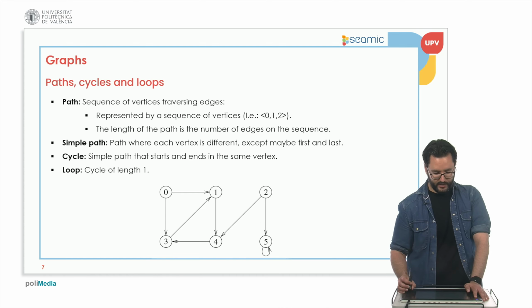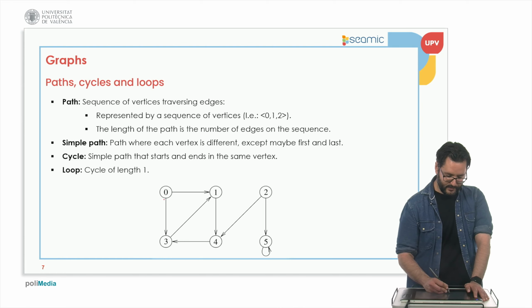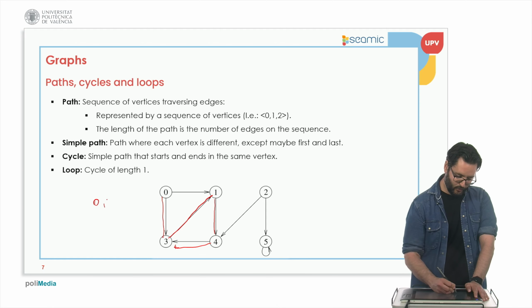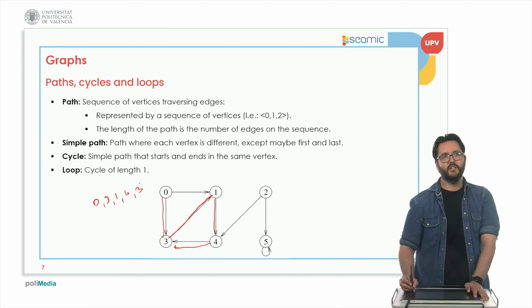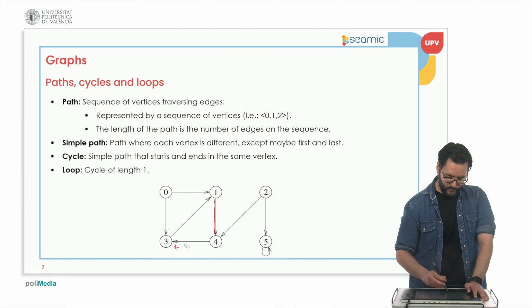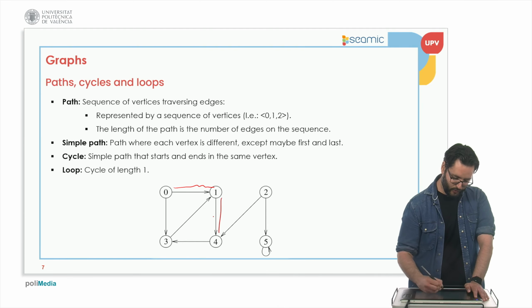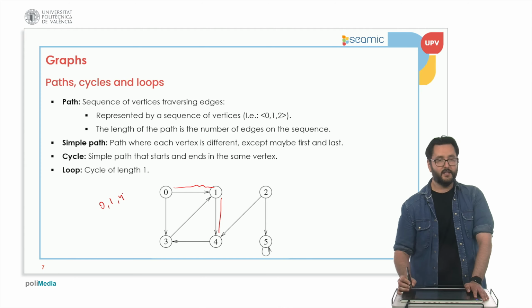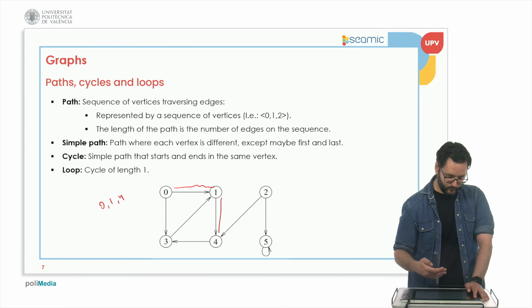Let's see an example here. We can say that we have here a path that could be 0, 3, 1, 4, 3. Here we are repeating the 3, so this is not a simple path. We can define, for example, the path 0, 1, 4, that is a simple path.